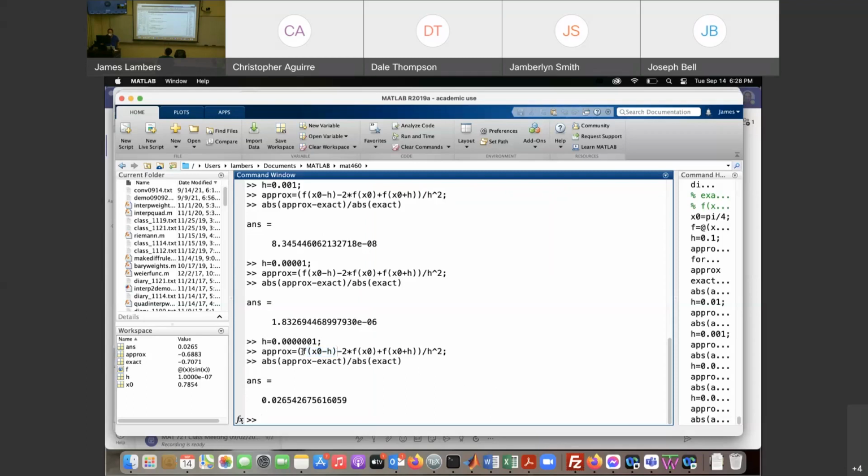So what's happening here is the error that we get from carrying this out, like for h of 10 to the minus 5 and 10 to the minus 7, is not really going to 0. But because the denominator is going to 0, whatever error we get here is amplified even more as h gets smaller.